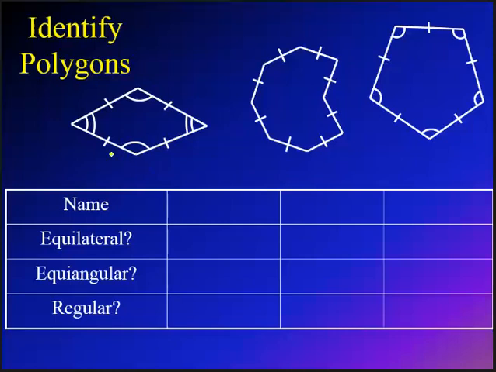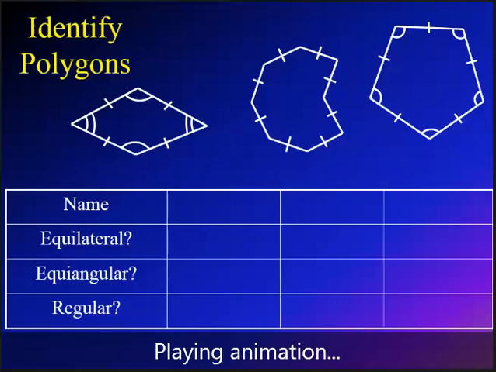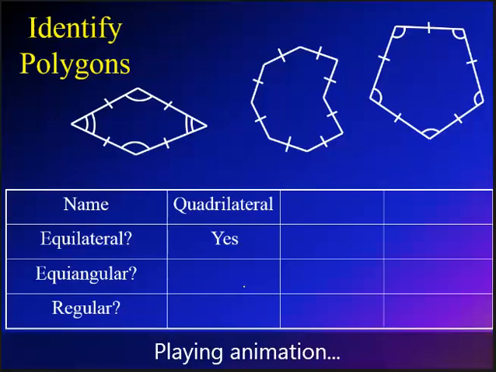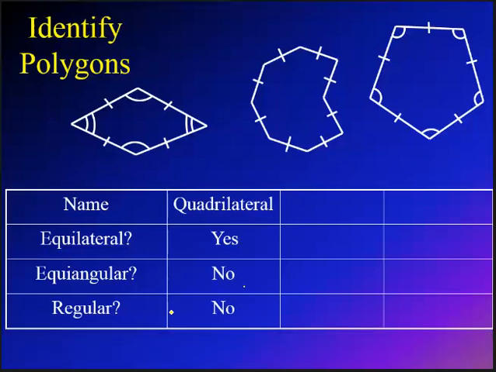Okay, so let's go through this and see which ones are regular and which ones are not. Okay, so that's a quadrilateral. We know that because there's 4 sides. We said yes, it's equilateral because all 4 sides are marked as congruent. Are all 4 angles marked as congruent? No, so it's not equiangular. So can it be regular? No. It has to have yeses in both of these areas.